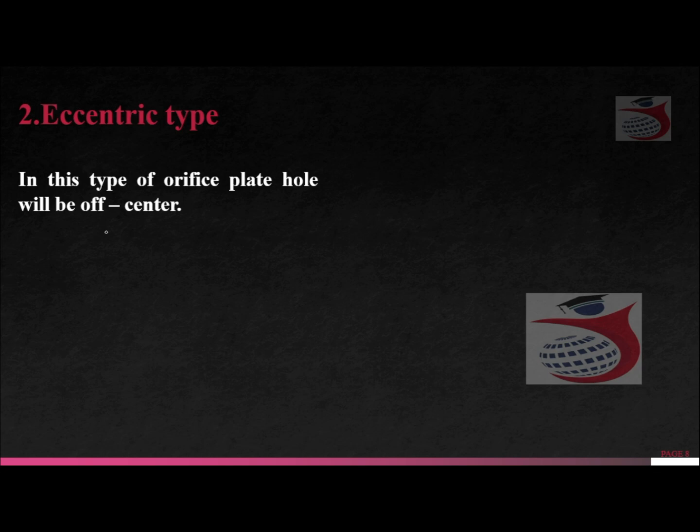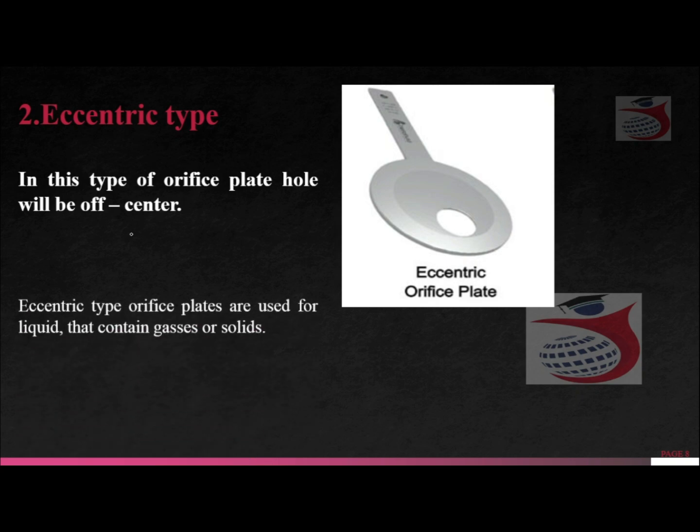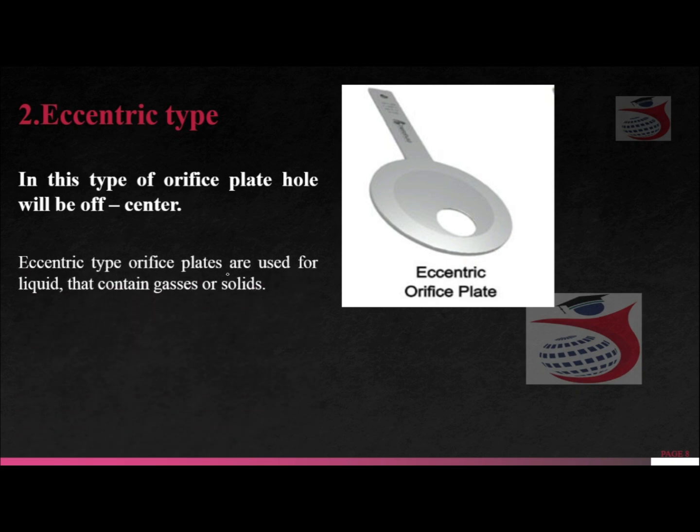Now eccentric type workpiece plate. In this type of workpiece plate, the hole will be off center. Off center means it will not be in the center. So this is the eccentric type workpiece plate. Eccentric type workpiece plates are used for liquids that contain gases or solids. This is the use of eccentric type workpiece plates.